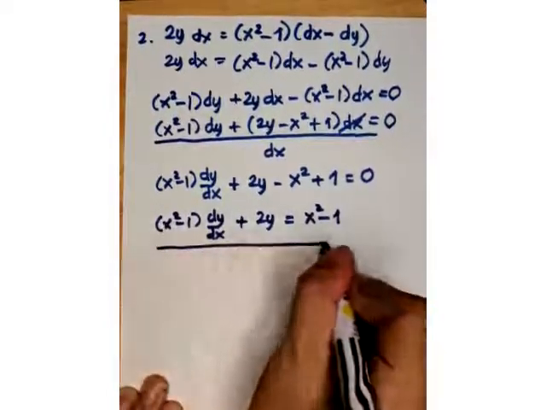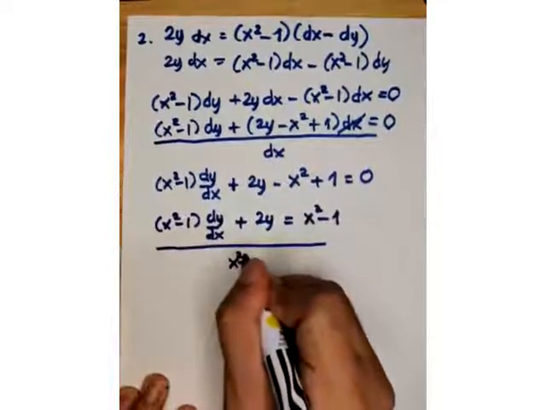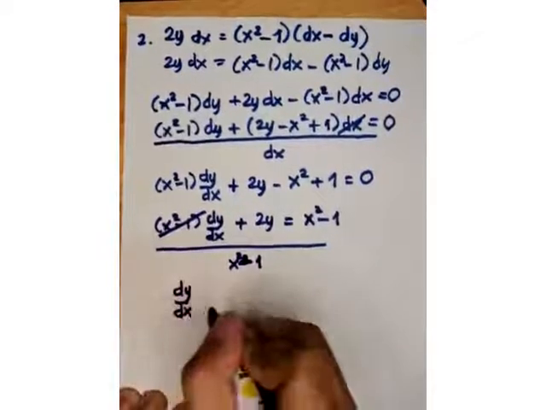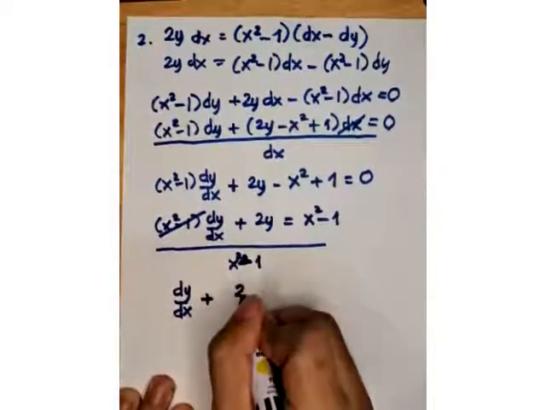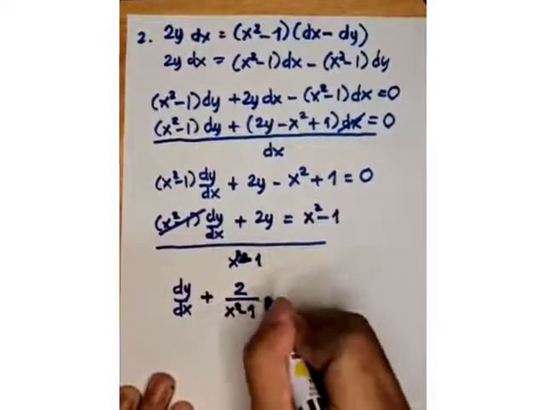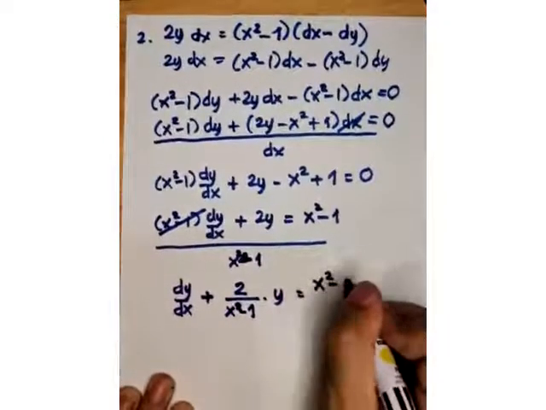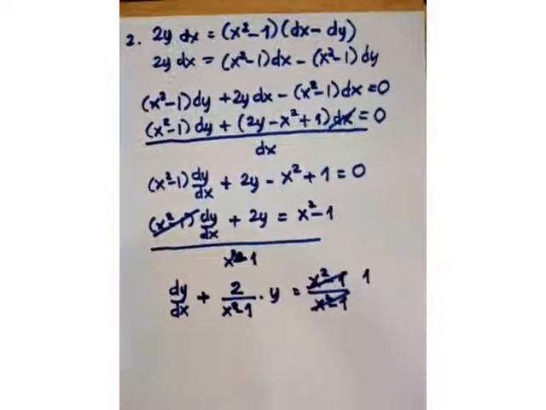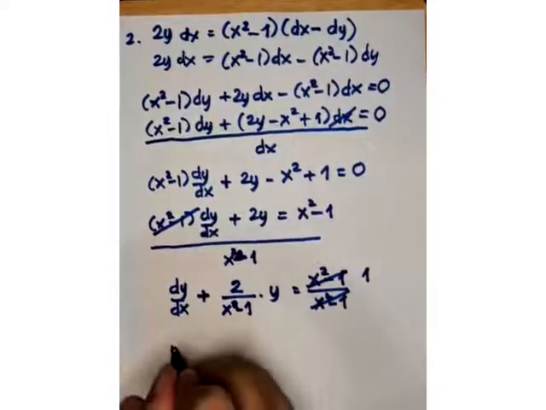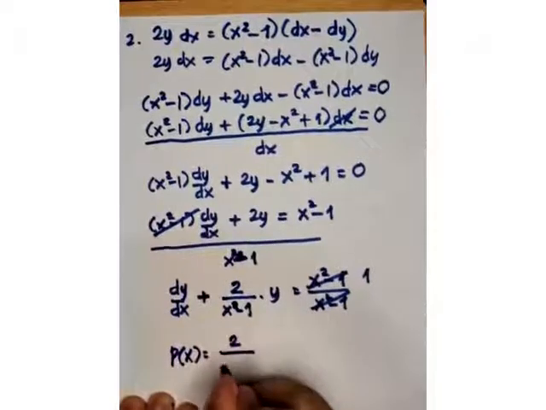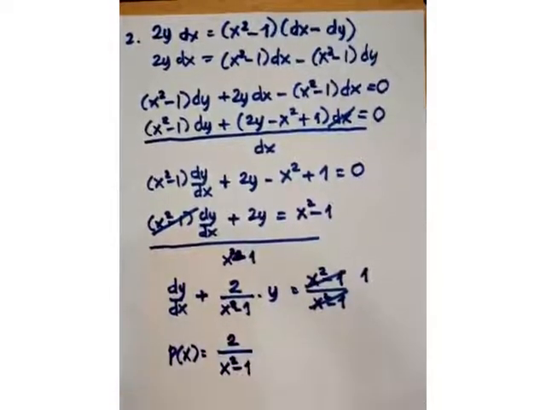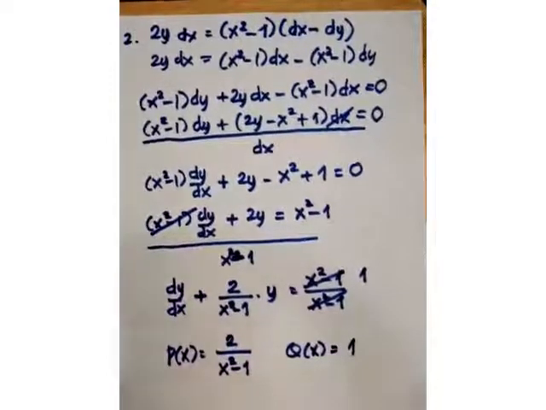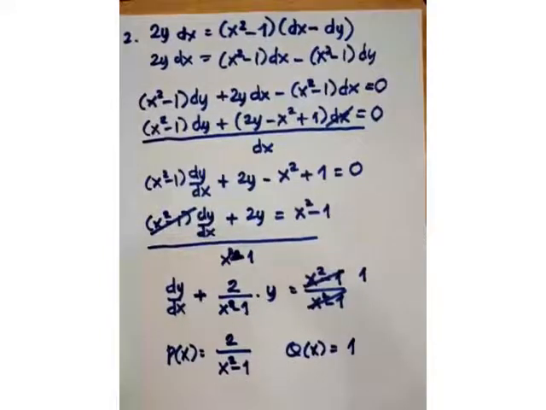So let's divide the whole equation by x squared minus 1. So this one will cancel. So dy over dx plus 2 over x squared minus 1 times y is equal to x squared minus 1 over x squared minus 1. So this one will be canceled. So this is 1. Ayan. So therefore, our p of x is equal to 2 over x squared minus 1. And our q of x is equal to 1. Ayan. So question?